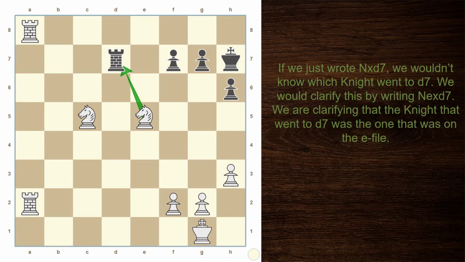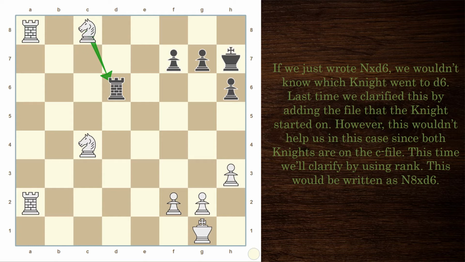Okay, so the same thing happens with knights. If we just wrote here, knight captures D7, so capital N, lowercase x, lowercase d7, we wouldn't know which knight went to D7 because they both can. And so the way we clarify that is we say the knight on the E file captured on D7. So capital N, lowercase e, lowercase x, D7. We're clarifying that the knight that went to D7 was the one that was on the E file.